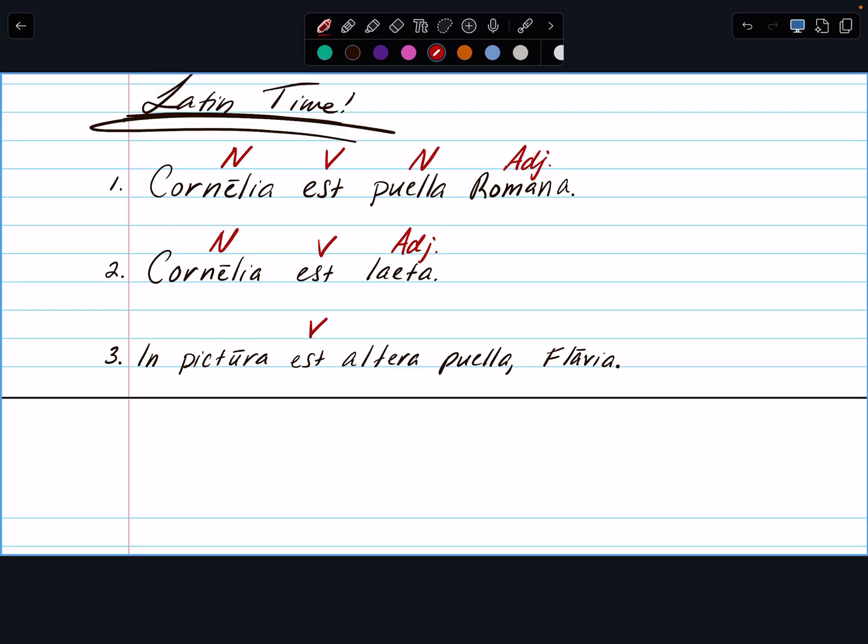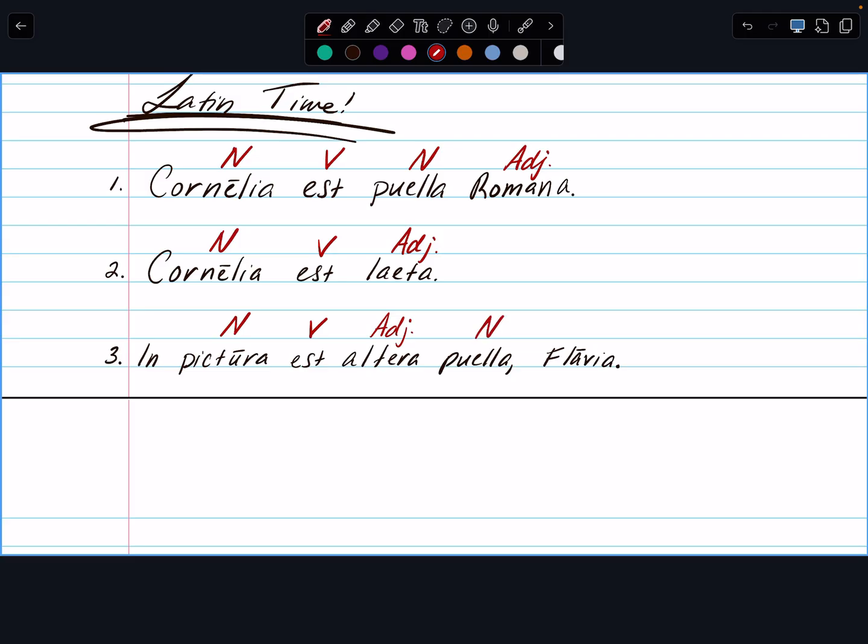Now, in pictura. We're going to ignore the word in. It's something else. But pictura, what does it mean? What is a pictura, Dana? It's a picture, yeah. And is a picture a thing? So how am I going to label this? It's a noun. Good. Now we've got altera and puella. One of them's a noun, one of them's an adjective. Adriel, what do you think? Very good. The adjective is altera, which means the noun is puella.